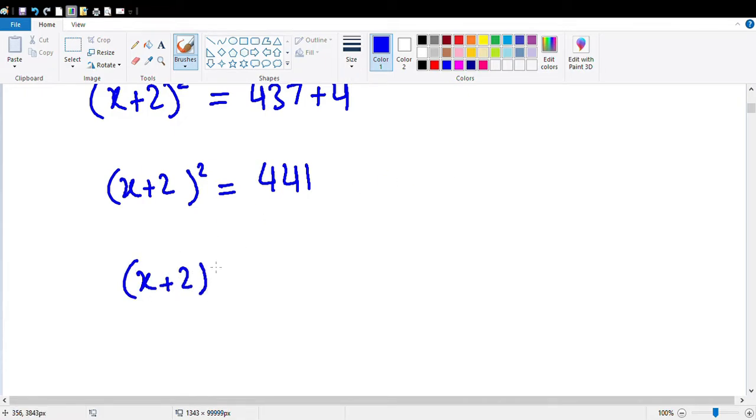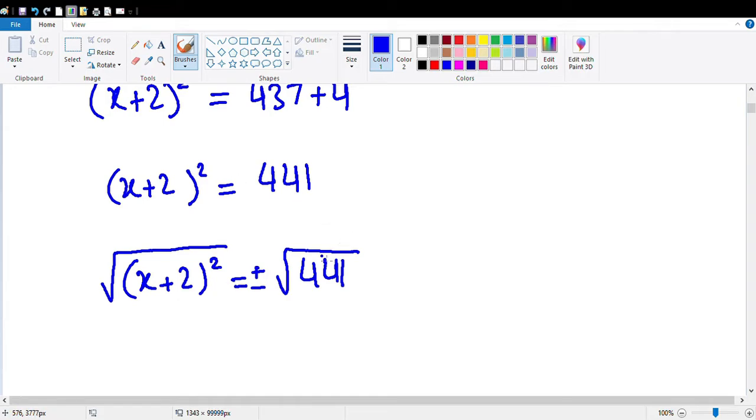So (x + 2) whole squared is equal to 441, and we take the square root on this side and the square root on this side. But since it's a quadratic equation, it should have 2 results. That means the square root can be positive or negative, right? Like this 441, it will be positive or negative square root.